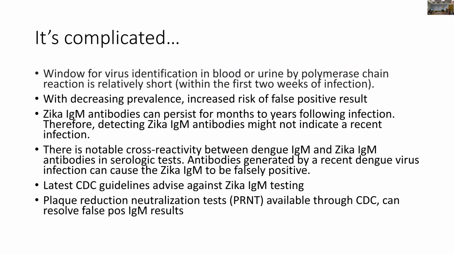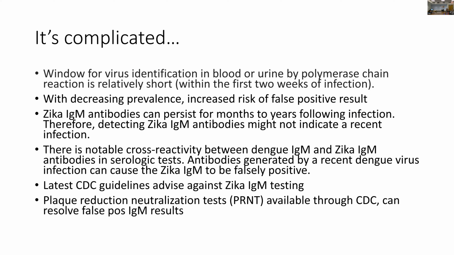But as with most things, it's not that simple. It's complicated. This is why we love MFM. So why is Zika complicated? Well, first of all, the window for virus identification is pretty short. You really need to catch them within 2 weeks of that infection. So you could have someone who has congenital Zika syndrome that you find on an ultrasound and they're negative on the PCR. And that doesn't mean that they don't have congenital Zika syndrome. It just means you didn't test them in the window where it's going to come back positive.